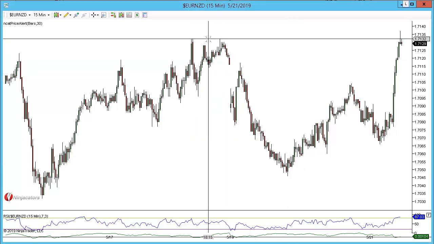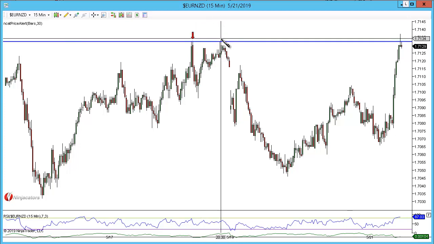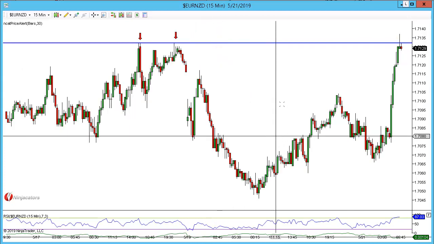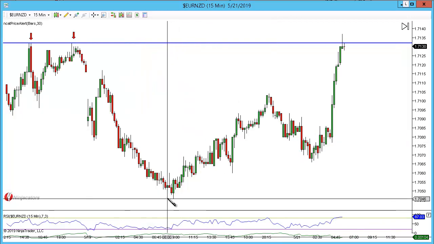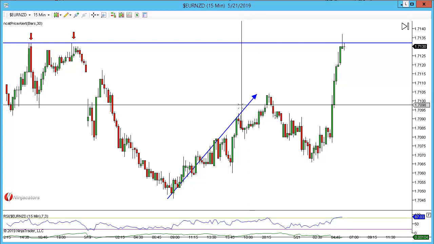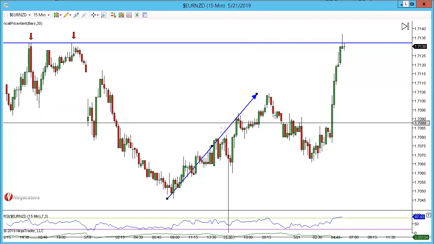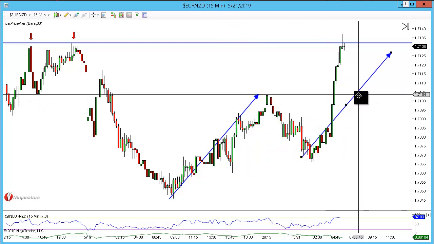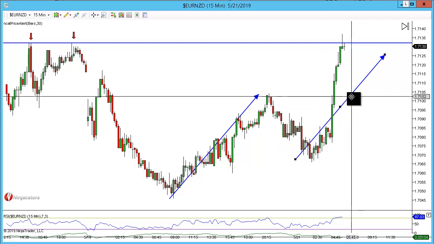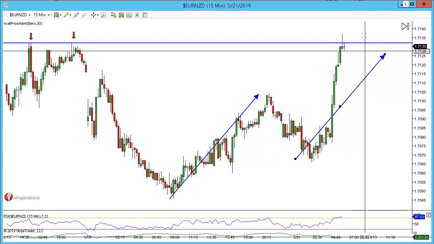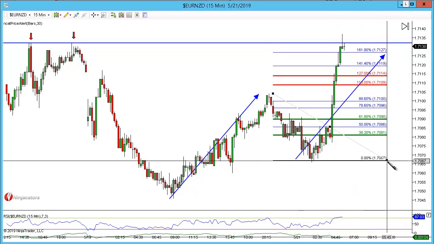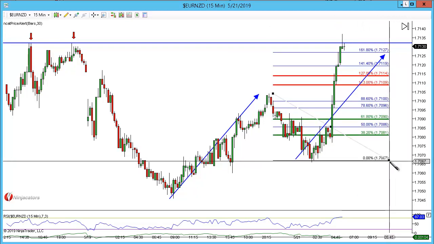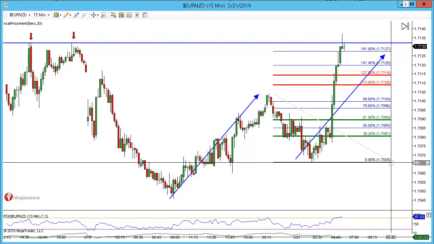So I'm going to put that structure level back on at our structure highs. It's been tested twice, so it's a decent level of structure. I'm going to throw a line on like this, and you can see we're coming up into that area. I'm going to throw an inversion on from our swing high to our C point of this AB equals CD pattern.